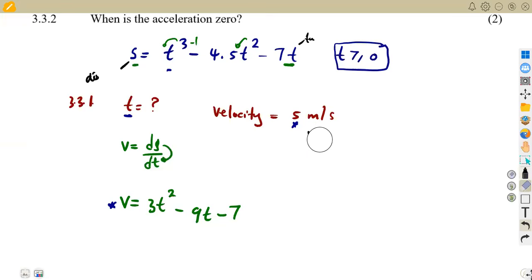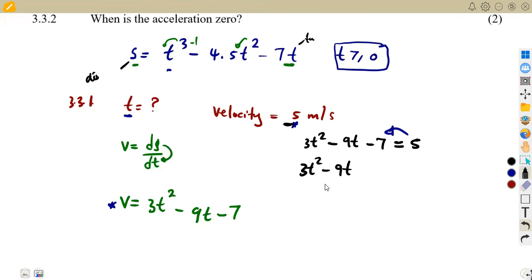So what does it mean? We are simply going to formulate an equation, which is 3t squared minus 9t minus 7 is equal to 5. As this one is an expression for velocity, this one is the numerical value, the exact value for velocity. That is the difference that we have. So here we can transpose 5 to this side, which is going to give us negative 7 minus 5, which is negative 12, and this is equal to 0. Since 3 is common here, and we are given an equation, we can divide each and every term by 3.